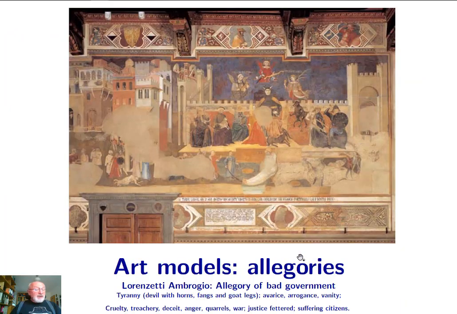The same is also true if you look at art. Art models are very common. You see here Ambrogio's allegory of a bad government. That is a model. What does bad government mean? You have tyranny, you have arrogance, you have vanity, you have a number of figures that should be considered in a bad government. It is a model of a bad government. So you can now reason what it means to have a bad government.